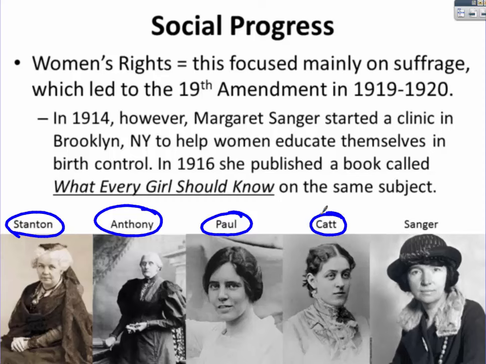Another woman, very well known, she publishes a book called What Every Girl Should Know, and she is trying to promote the idea of birth control. Margaret Sanger comes up with this movement to teach women about birth control because so many people are living in poverty in this time that it's hard to take care of your children. So she wants to teach women birth control so that if they don't desire kids or feel that they can't care for kids, they would have the option to plan ahead and not have children.